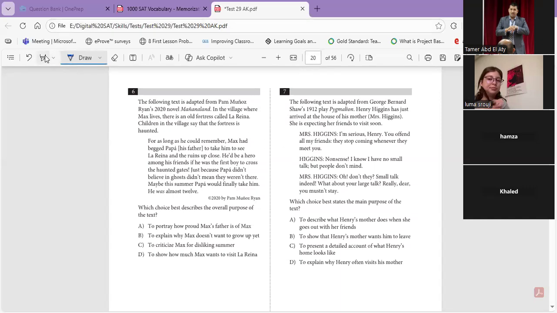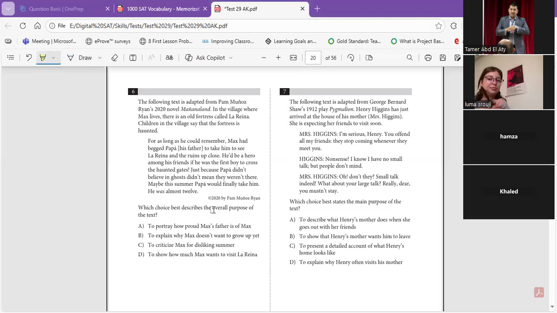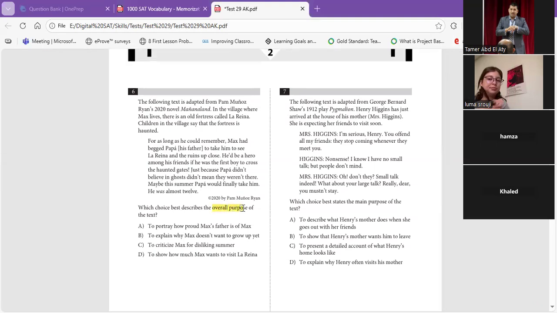We said before that if he asks us about the main purpose or the overall purpose, take care. Don't mix it up with the overall structure. Whenever you have purpose, read the first sentence and last sentence. Forget about the introduction. So the first sentence is here. The last sentence is here.